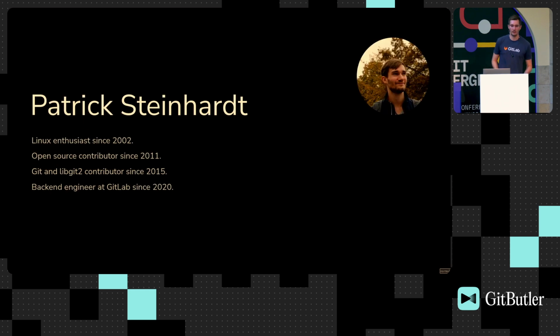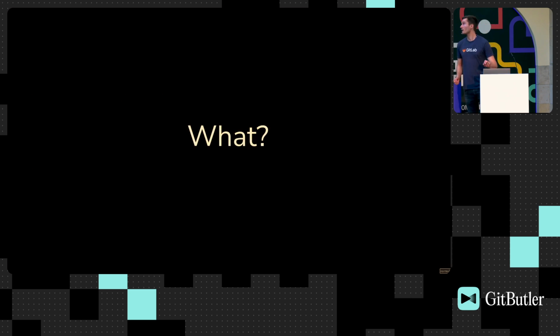First, who am I? My name is Patrick Steinhardt. I'm a huge Linux fan since 2002. I have started contributing to various different open source projects in 2011, and I'm a Git and libgit2 contributor starting 2015. I've also joined the Git team at GitLab in 2020. But that's enough of myself. Let's get started with the actual topic.